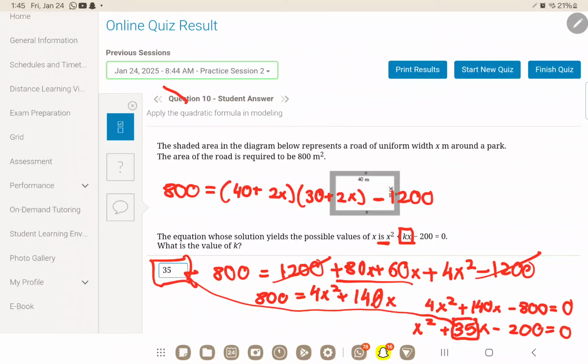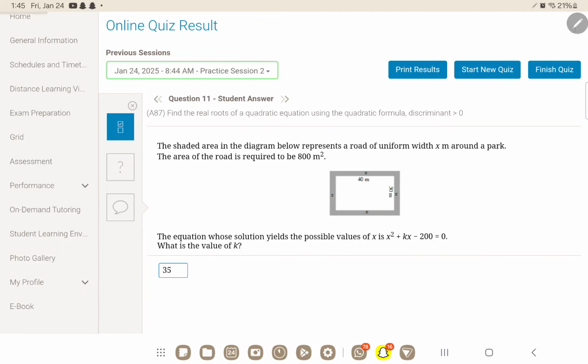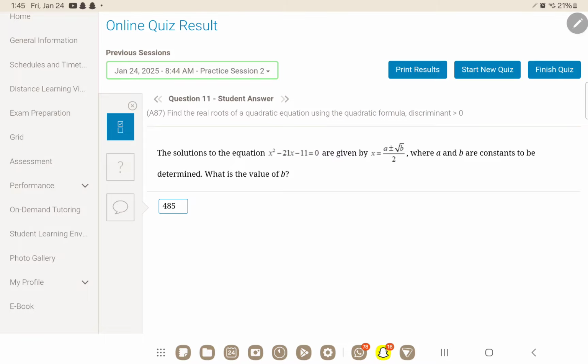Now, let's move on to the next question. So you have two solutions. The solution to this equation is given by this formula, which is a quadratic formula where a and b are constants to be determined. What is the value of b? So b is just delta. So delta equals b squared, 21 squared, minus 4 times a, which is 1, times c, which is negative 11, which becomes 21 squared plus 44.